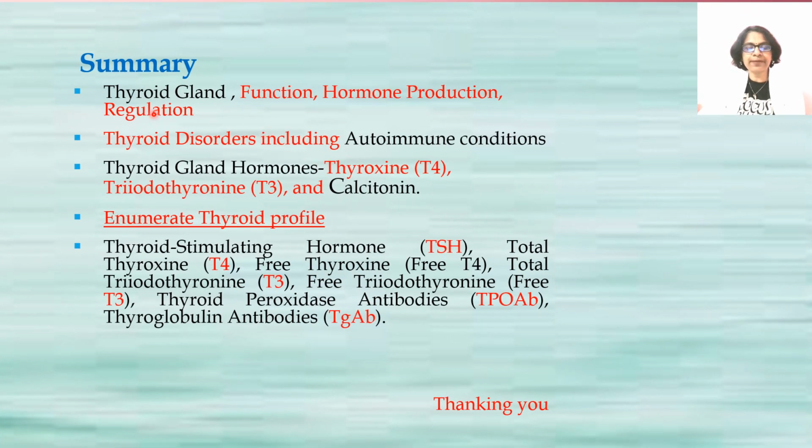And let us summarize our topic. We have discussed the thyroid gland, its functioning, the hormones, the major disorders and then autoimmune conditions. The thyroid hormones are mainly thyroxine, that is T4, triiodothyronine, that is T3, and another one is calcitonin. Under the thyroid profile, we have discussed TSH, T4, T3, free triiodothyronine, and some of the antibodies, like thyroid peroxidase antibodies and thyroglobulin antibodies.